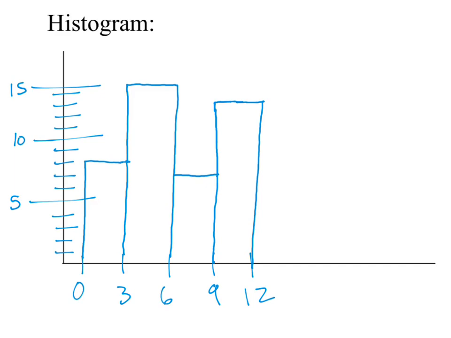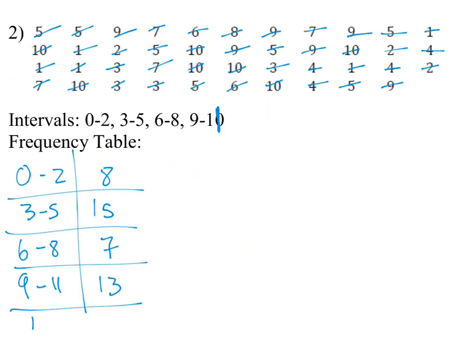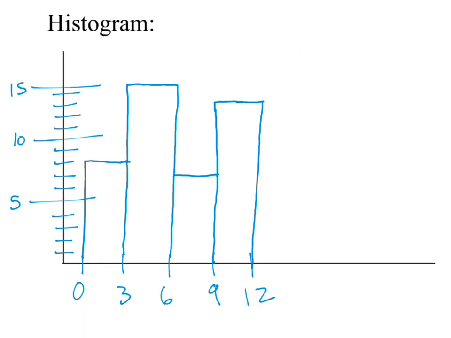Did you count by 3, start at 0, count by 3s, make sure it went up to 12, because the next one would start at 12. It'll be 12, 13, 14, if there was more. And you have heights of 8, 15, 7, 13.